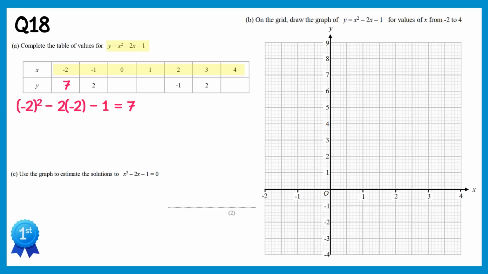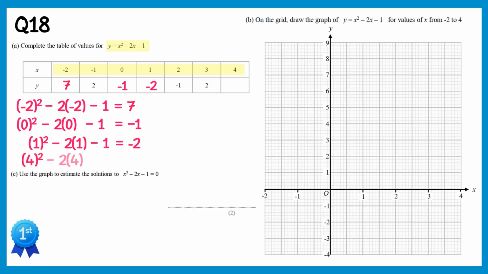Now they've done negative 1 for us, so we'll move along to 0. So this time 0 squared, take away 2 lots of 0, take away 1, that gives you negative 1. So when x is 0, y is negative 1. Then move along to 1, so 1 squared, take away 2 lots of 1, take away 1, gives you negative 2. And finally for 4, 4 squared, take away 2 lots of 4, take away 1, gives you 7.